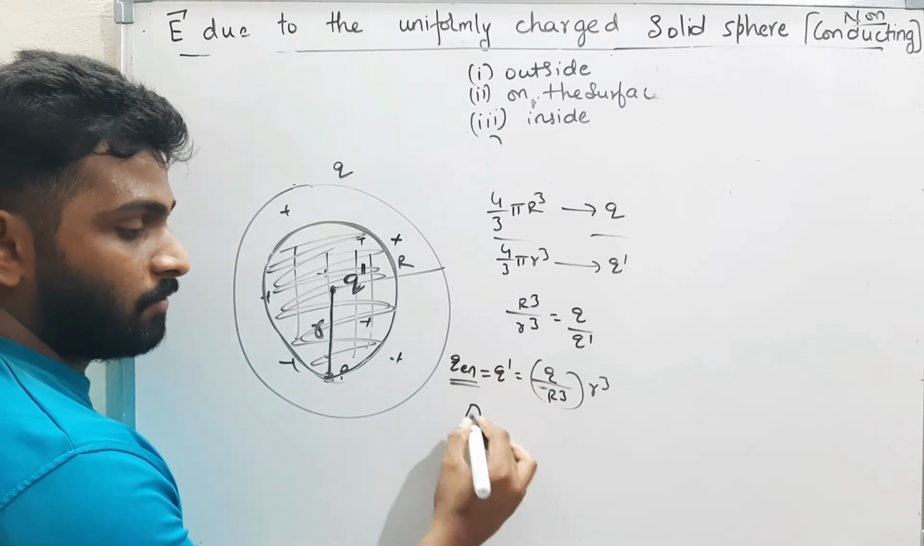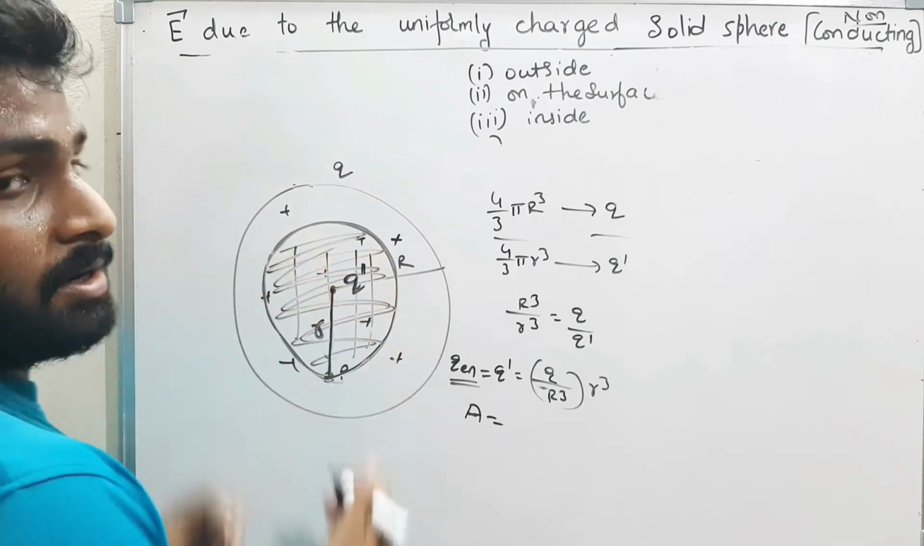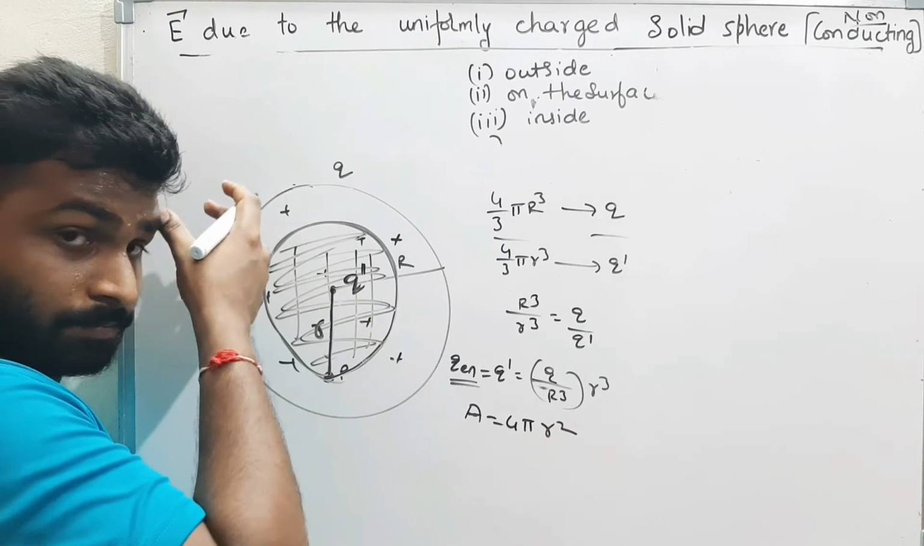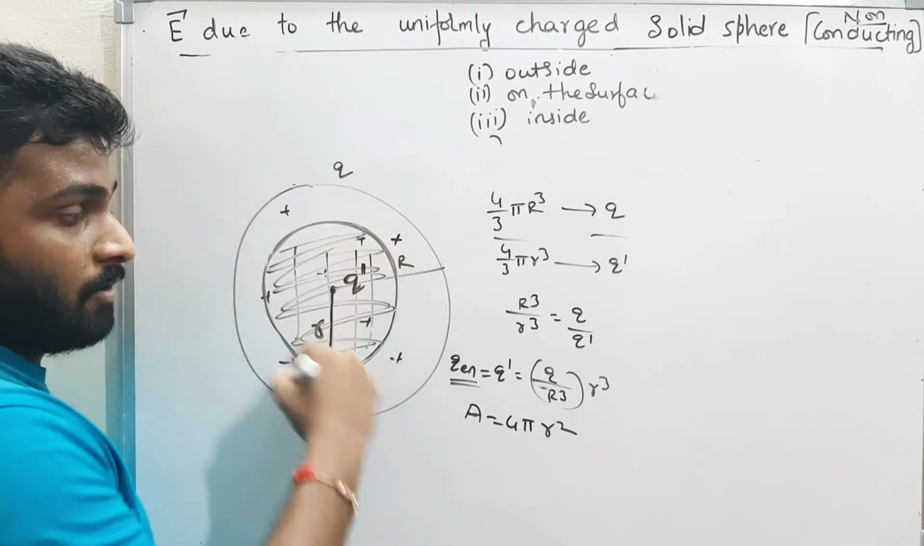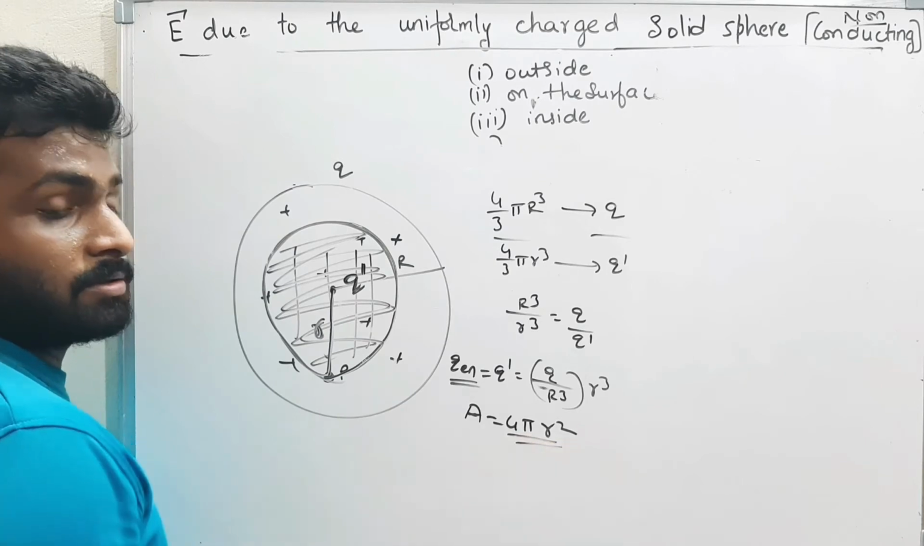Now, what is the area of the Gaussian surface? This is the Gaussian surface, right? What is the area? The surface area is 4 pi small r square. This Gaussian surface has a radius small r. Therefore, the area is 4 pi small r square.